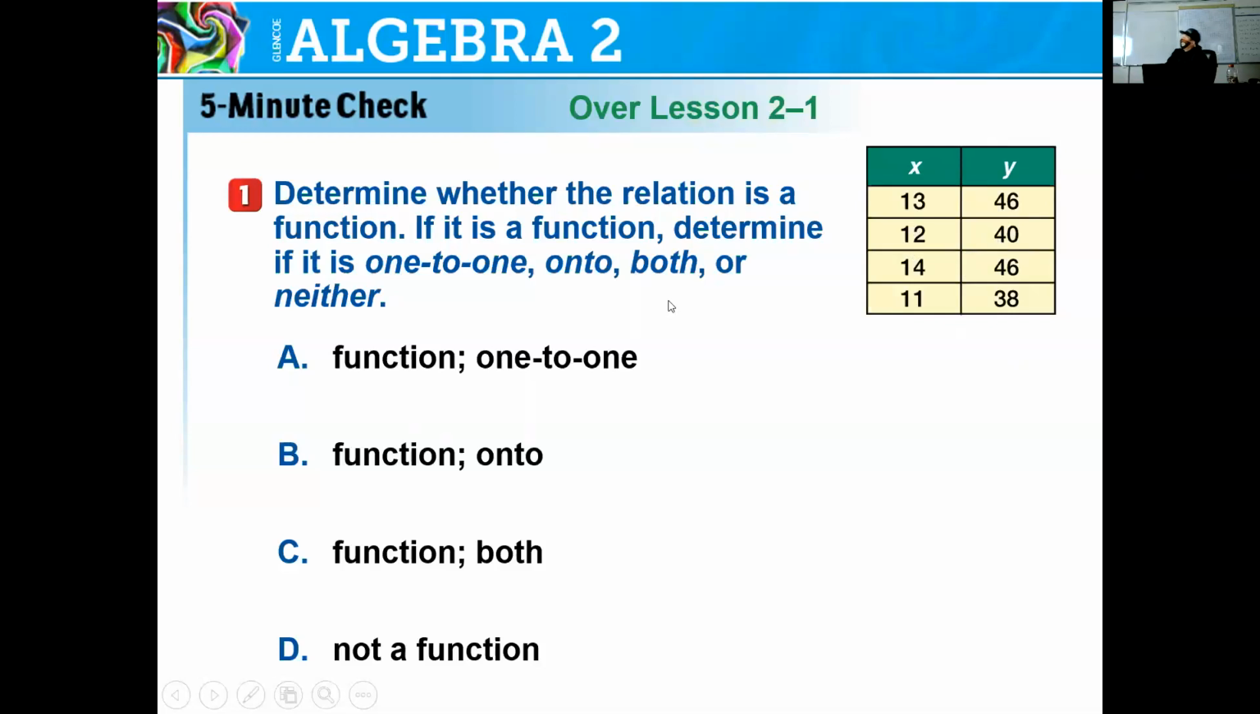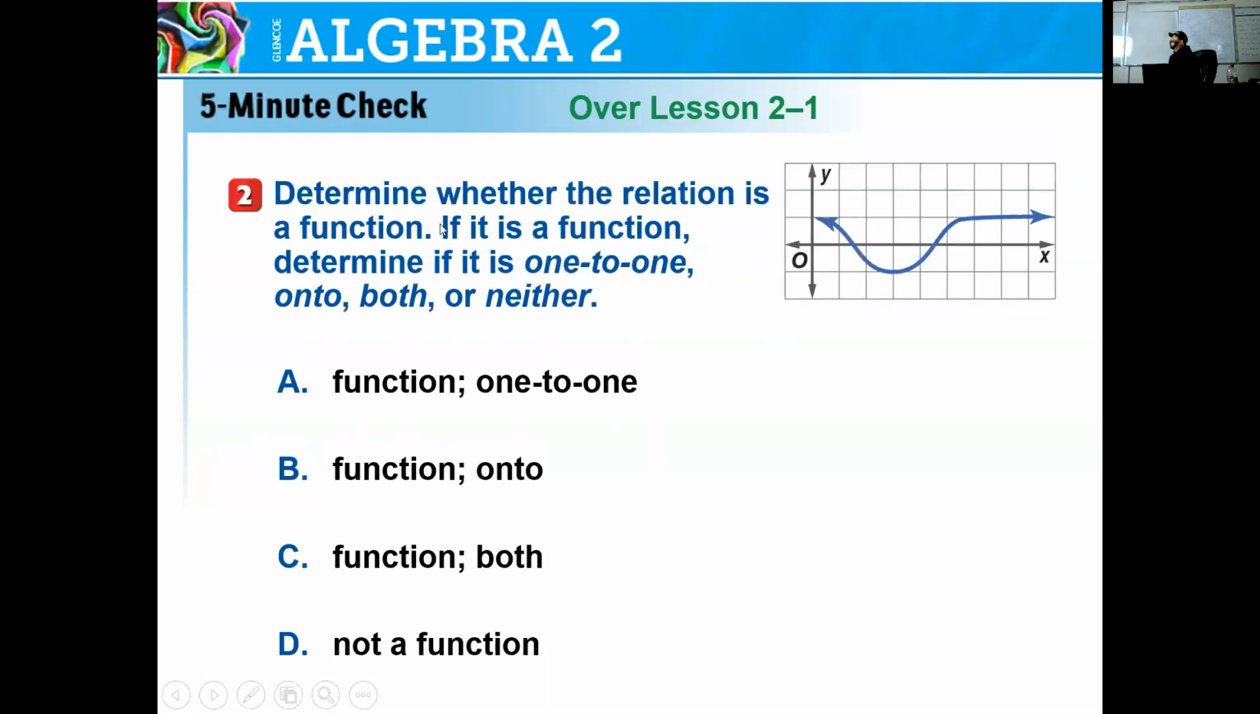To determine if it's a function in itself, it would have to pass the vertical line test, which means we're going to be looking for duplications of our x values. So there's no duplication. This is a function and it is onto.